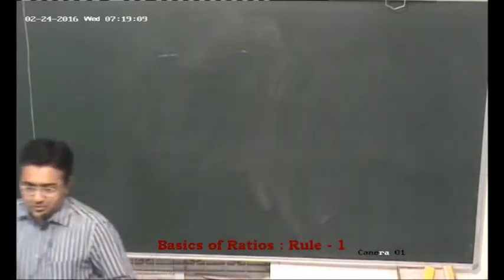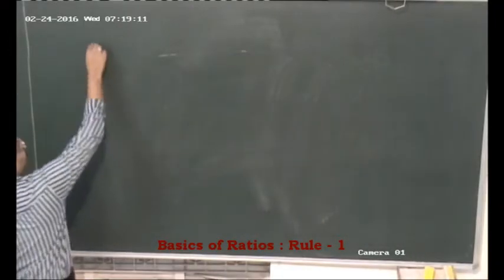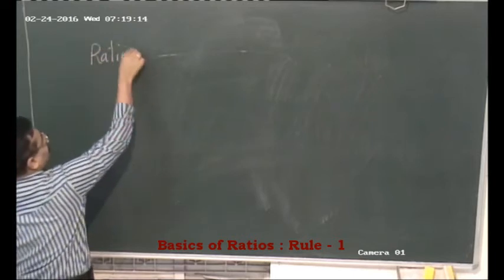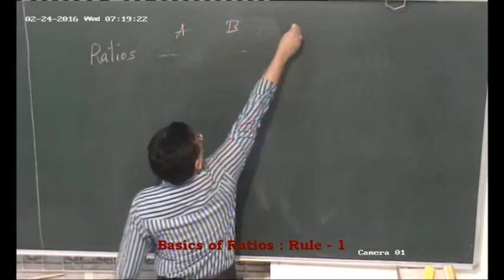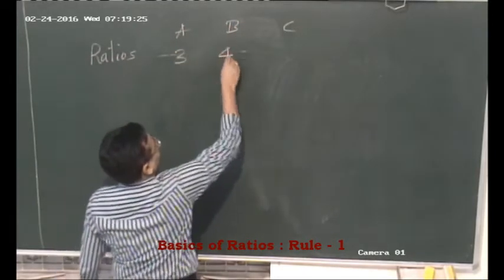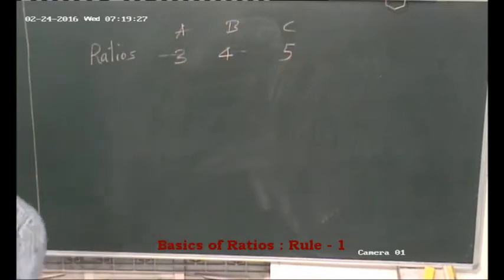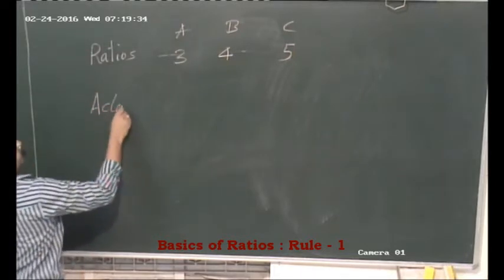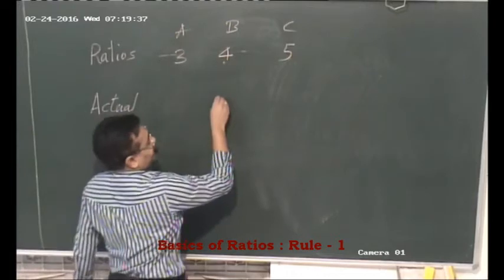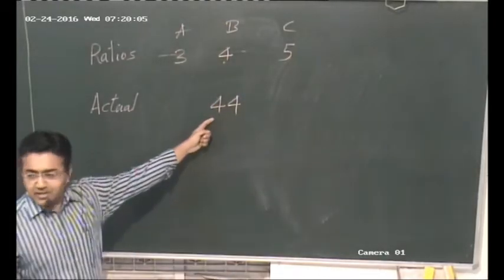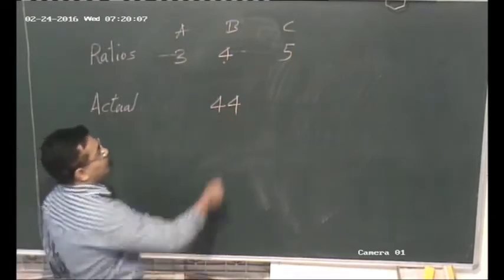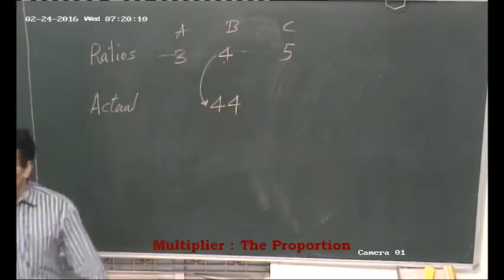The first thing that we must know is that if I know a few ratios, let us say A, B and C are in the ratio 3, 4, 5, and I know any of them on actual or absolute values. For example, let us say I know that this 4 is actually 4. I know one of them at the actuals.